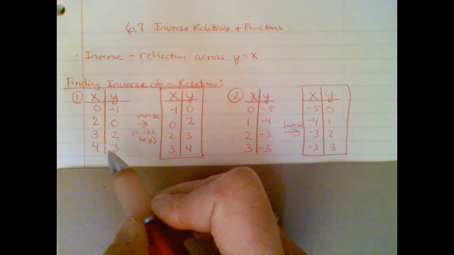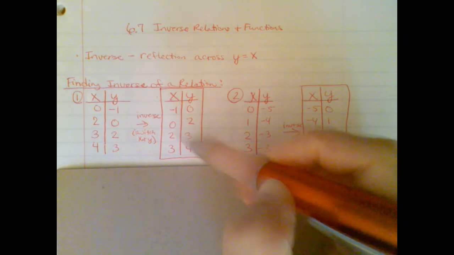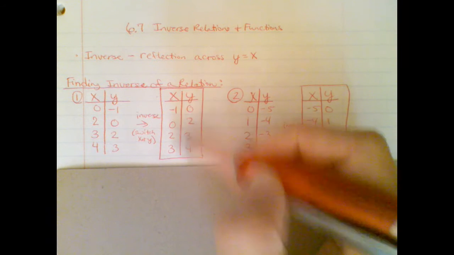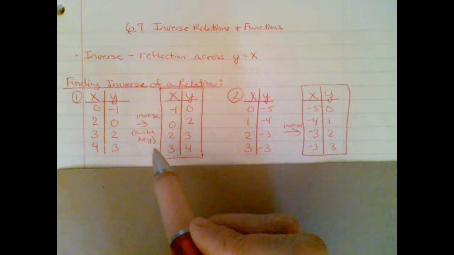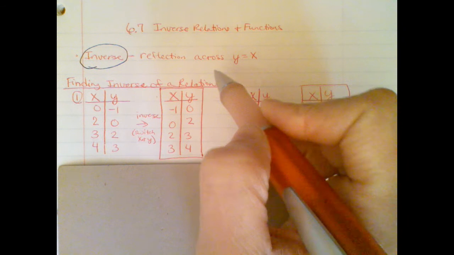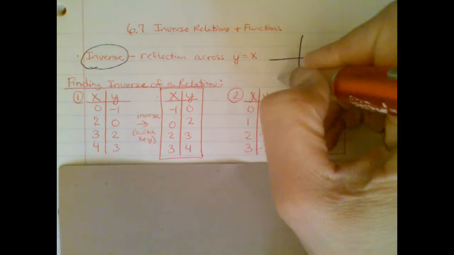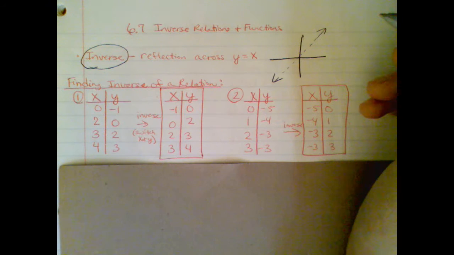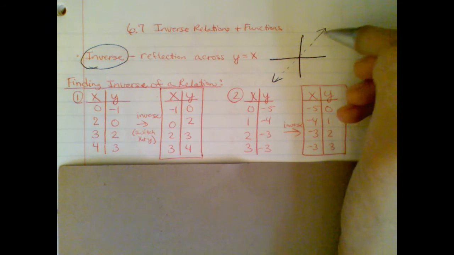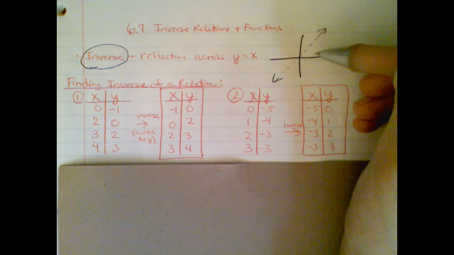So if they give you coordinates, it's going to be very easy. This x column is now going to be our y column, and then this y column is now going to be our x column. And then this will be our inverse, our answer. Okay, and the inverse, if we go back to the definition, is just the reflection across the line y equals x. So if we have this t-chart, then this diagonal line right here is the line y equals x.